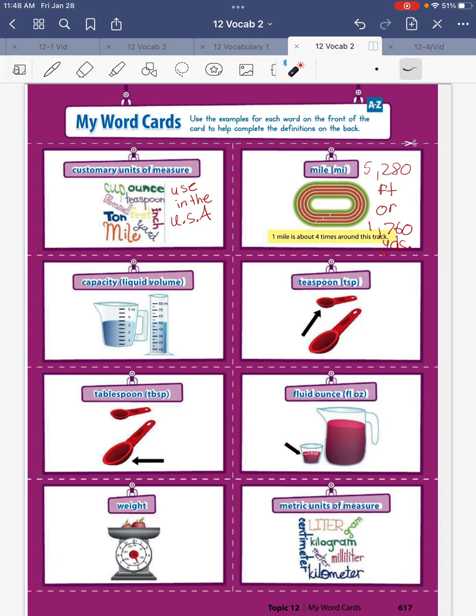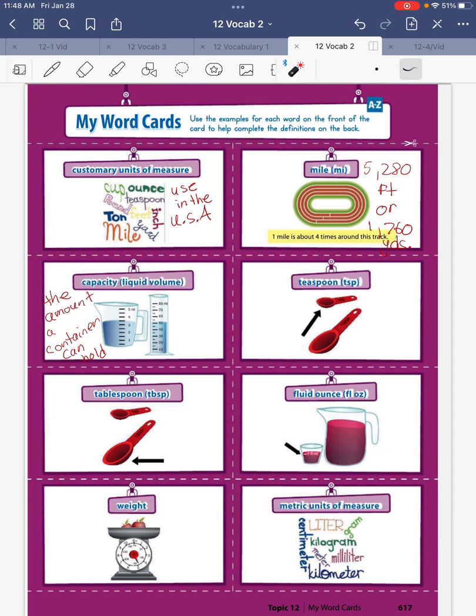Let's see. Our next one is capacity, liquid volume. So capacity just means the amount a container can hold. Okay, so I'm going to put that: the amount a container can hold. That's capacity, the amount a container can hold.